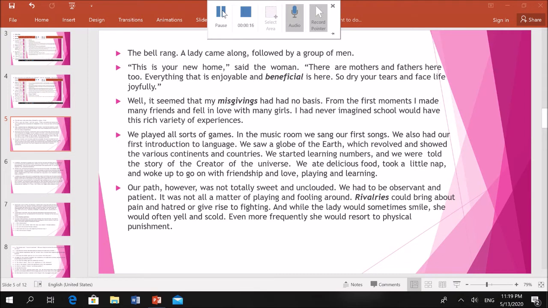So the woman now tells the children that this is their new home, that they have to consider the school their new home. Everyone in this school will treat them like their own children.